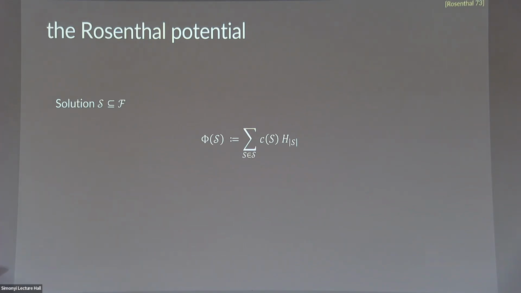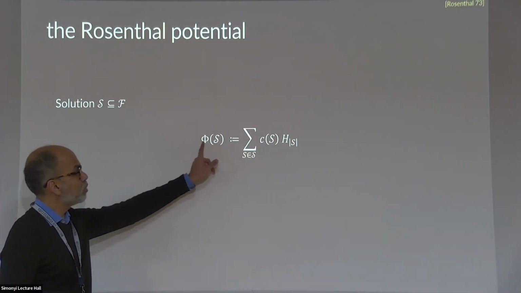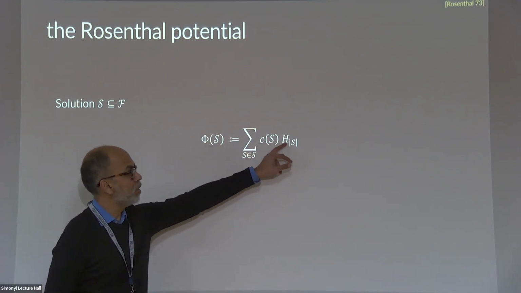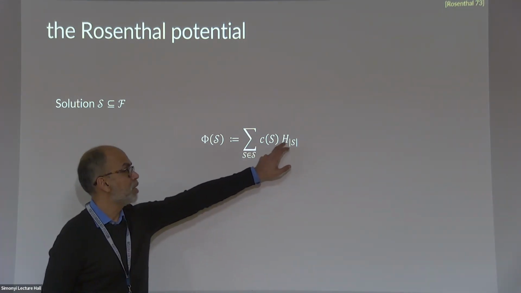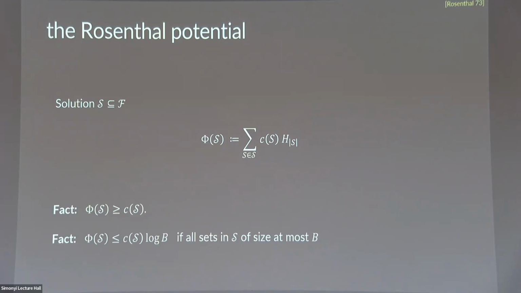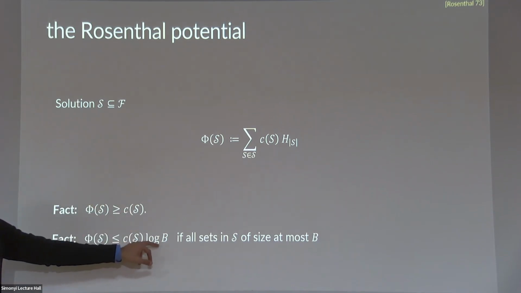The potential says, given a solution, its potential is equal to the cost of the sets in the solution times the size of the set, times the harmonic number of the size. So larger sets are causing me more grief somehow in the potential. Obvious fact: this potential is an upper bound on the cost, but not too much more, by this log factor.